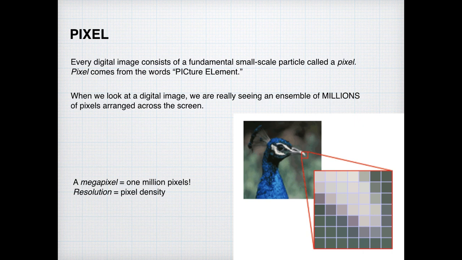So a megapixel is 1 million pixels, and resolution is the density of pixels, which I'll talk about in a later slide. You can see in this image of the peacock that if we zoom in to the beak, that beak is actually made up of singular squares, units of color, that make up the representation of that beak.